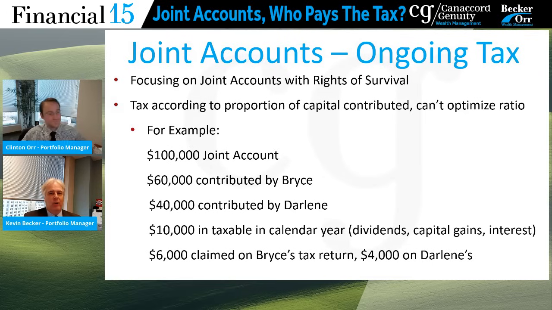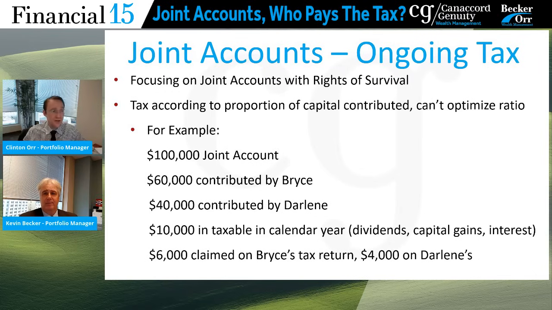Basically, what you should be doing when it comes to taxes is splitting it in the proportions that you have put the money in. So out of that 10 grand, since Bryce contributed 60%, he's going to claim 60% of the taxes on his return, and Darlene's going to claim 40% on hers. So 4,000 is going to go that way. Of course, talk to your accountant about anything you want to deal with on a tax system, but this is the way that CRA basically says it should be broken down. And that's how we want to look at where the tax is paid while everybody is alive and things are going well. Any points you want to add on that, Clint?